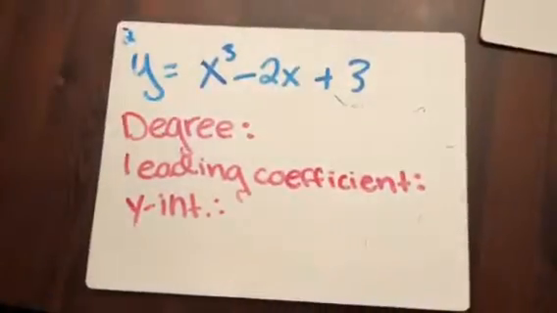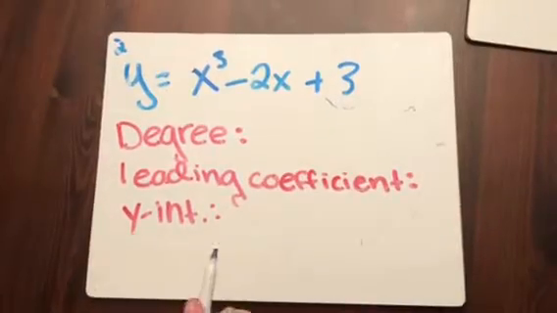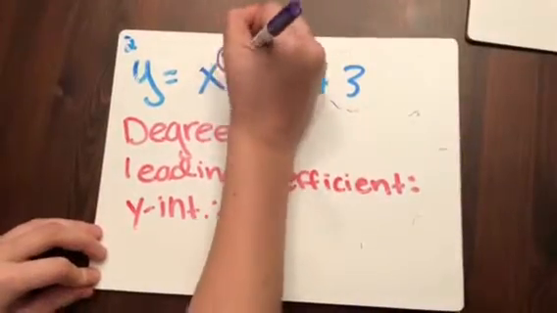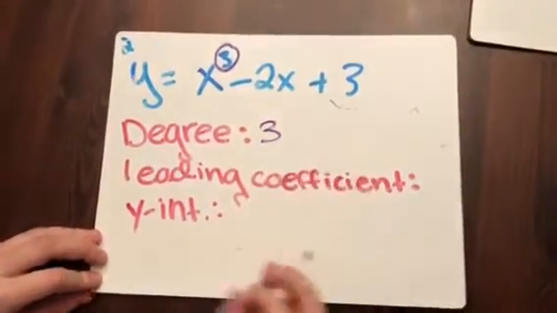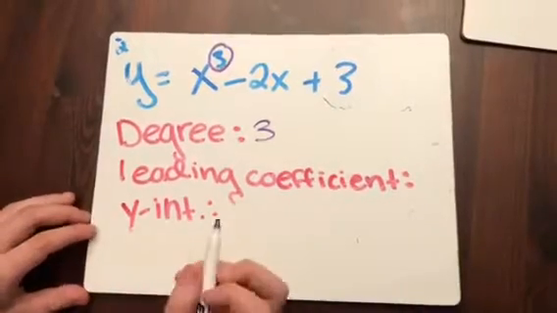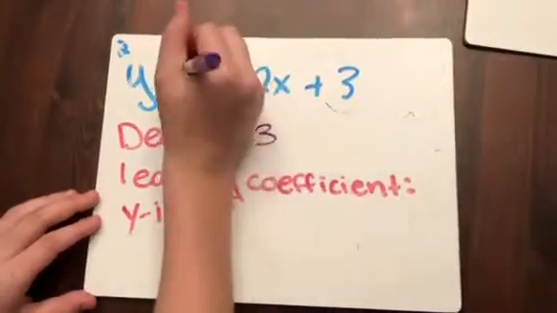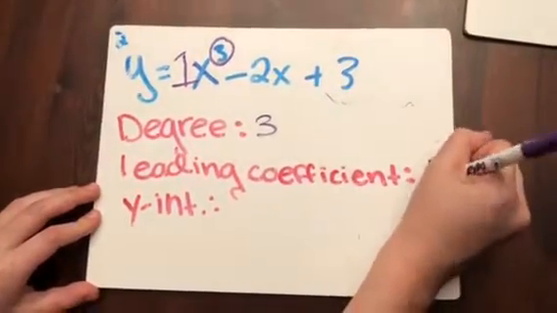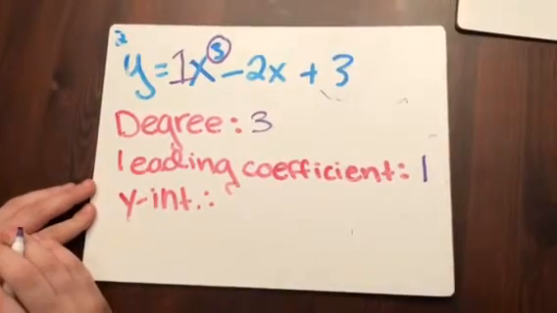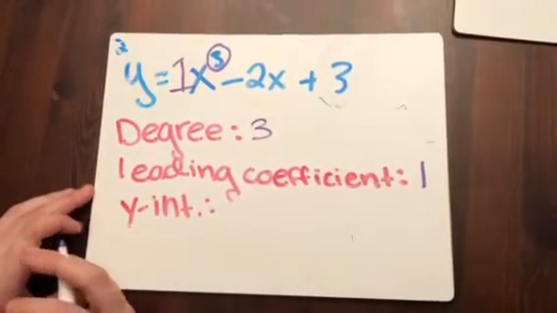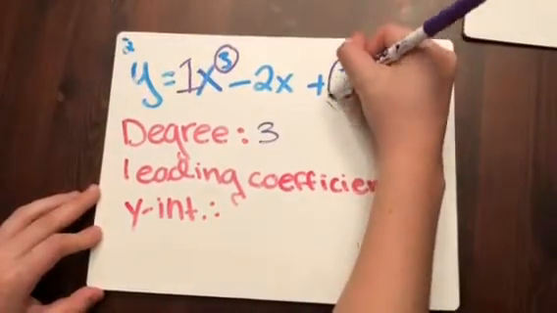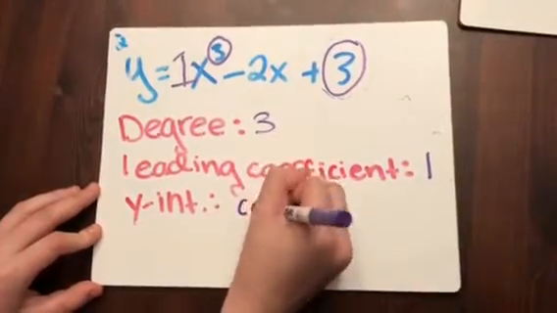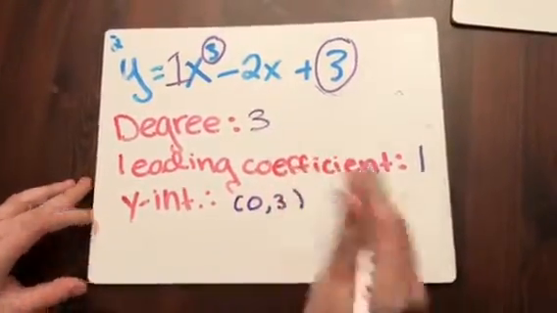We're going to do the exact same thing for the next example. Again, we're looking for the degree. We just look for the largest exponent that it's raised to. So this would be a 3. The leading coefficient for this one is tricky because although it's not explicitly written, there is technically a 1 there. So the leading coefficient is 1. For the y-intercept, again, we're looking for the last number that does not have an attached variable. So in this example, it would be 3. We write our y-intercept as a point, so it would be (0, 3).